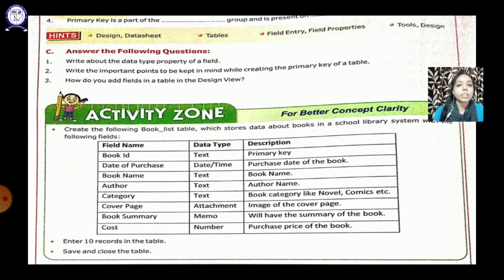Next we come on to the C part, answer the following question. The first question says write about the data type property of a field. Now what is the meaning of data type? This we have discussed in session number 2. The whole topic was of data type. It shows us the type of data entered in a field, that is it can be the numeric data also or it can be the text data also or any other type of data.